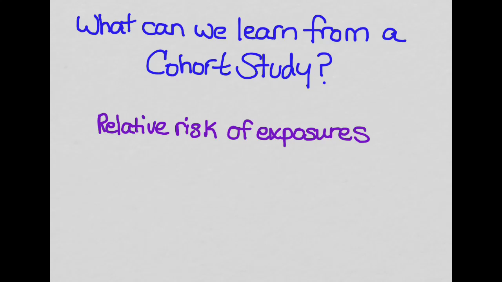But there's something else that we can get from a cohort study, and that's attributable risk. And attributable risk tells us how much of the disease that's occurring in the person is attributable to that exposure. So as we know, multiple factors are related to the development of a particular disease, and attributable risk tells us how much of the risk of disease is caused by a particular exposure.